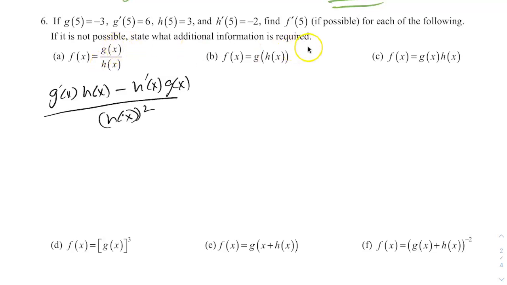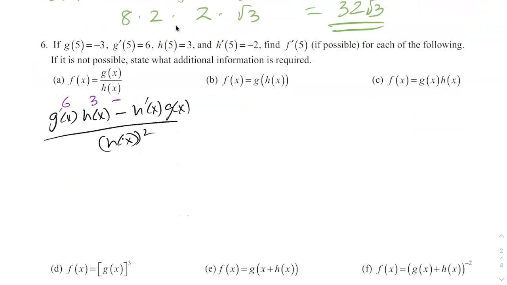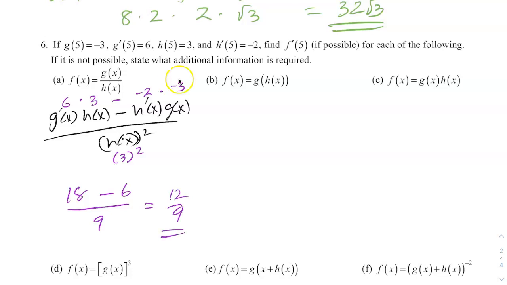Now all this is going to be at 5, so I'm going to plug 5 into everything. So g prime of 5 is 6. h of 5 is 3, minus h prime of 5, negative 2, times g of 5, negative 3, all over h of 5 squared. h of 5 is 3, so 3 squared. So I get 18 minus negative 6 over 9, so I get 24 over 9. Again, you don't need to simplify, but if you do, 8 over 3.